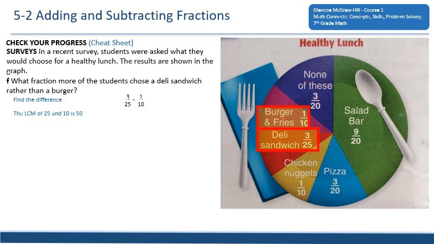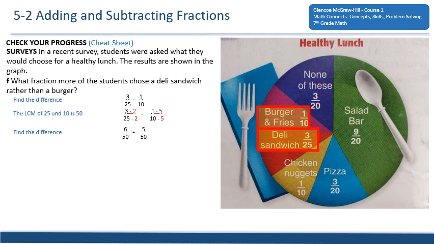And we need to find the least common multiple, or the least common denominator. And the least common multiple of 25 and 10 is 50. So if we rewrite 3/25 as an equivalent fraction with 50 in the denominator, we're going to multiply 25 times 2 and 3 times 2. And then if we rewrite 1/10 as an equivalent fraction with 50 in the denominator, we're going to multiply 10 times 5 and 1 times 5.